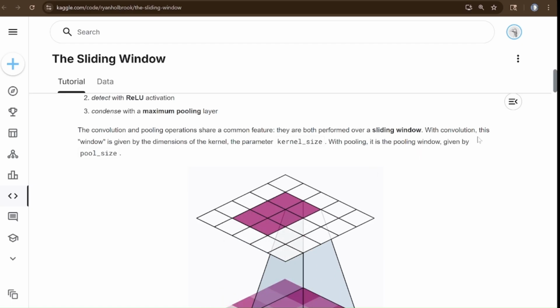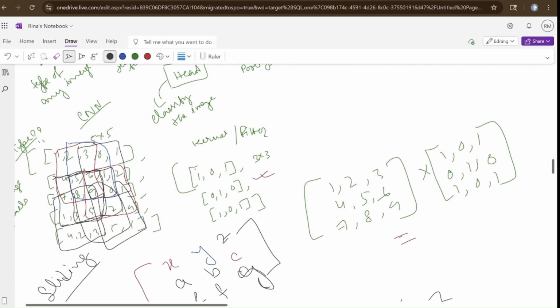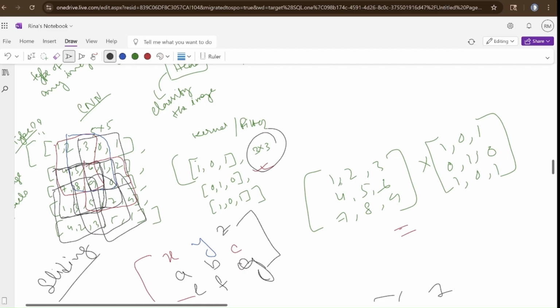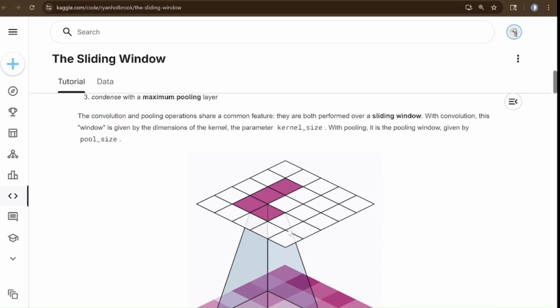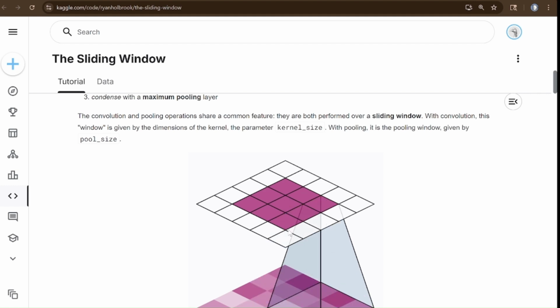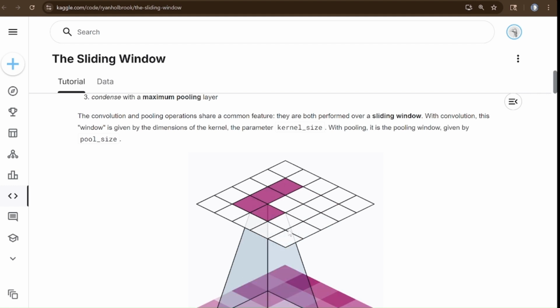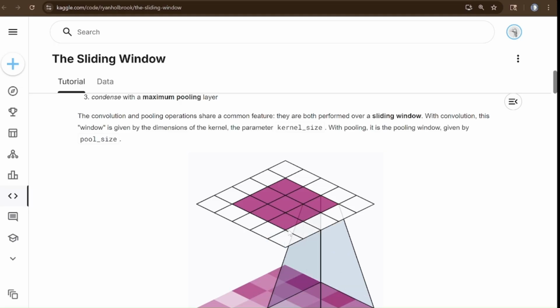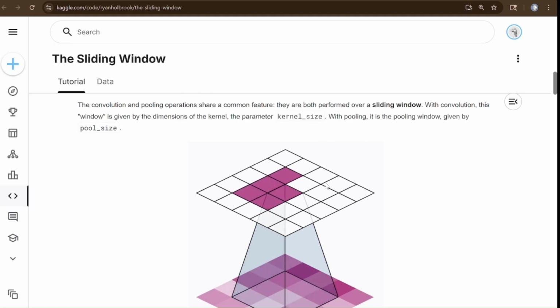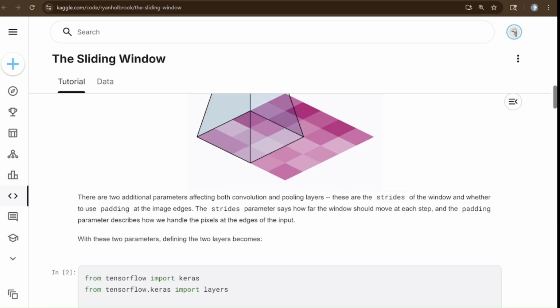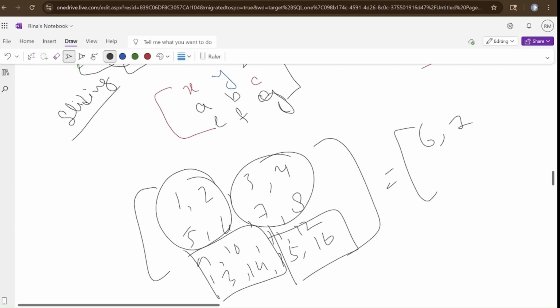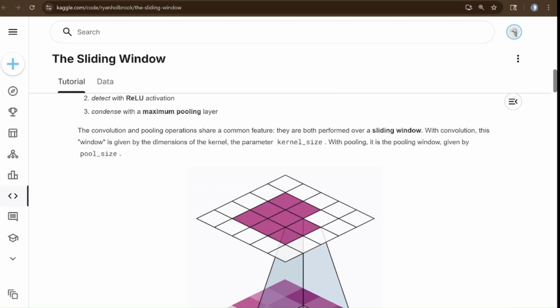And with convolution, this window is given by the dimension of the kernel, the parameter kernel size. This is also, you know, that we used to mention like kernel size equal to 3 into 3 while writing the code. Okay. Now you can give your dimension according to that. It's not that it will always be 3 into 3. You can give anything by providing the kernel size. And with pooling, it is the pooling window given by the pooling size. Whatever you want to take, whether 4 or you want to take like 6. Okay, so that also can be given by pool size.